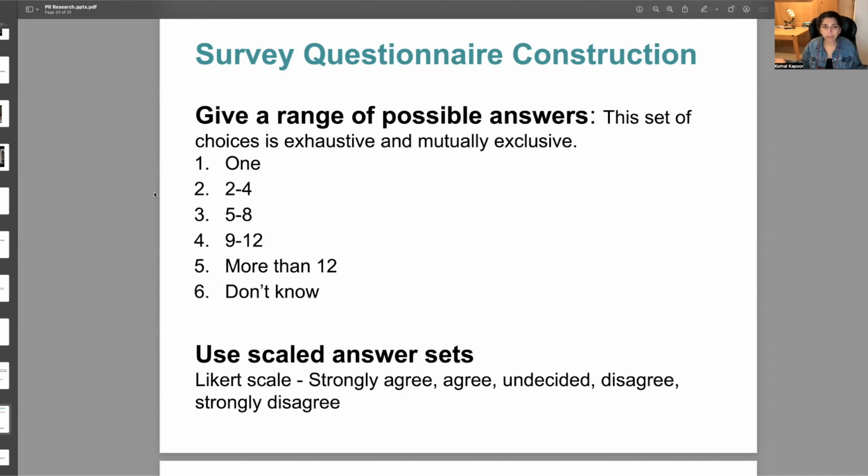This isn't a survey class. I'm not going to get into a lot of this stuff, but nowadays it's so easy with MailChimp, with SurveyMonkey, with Google surveys, Google Forms.